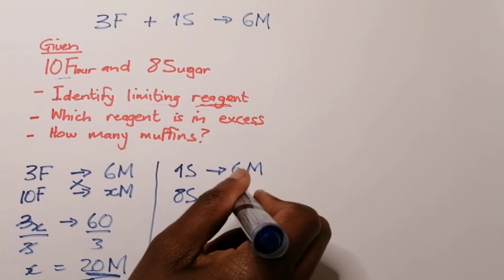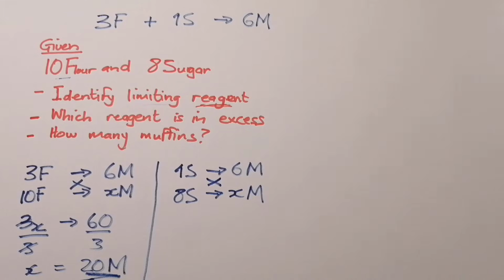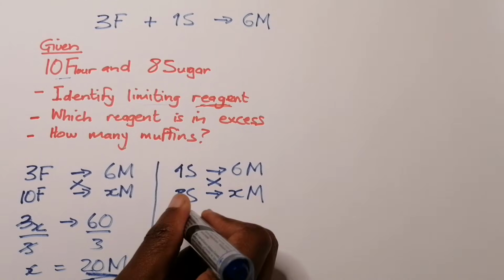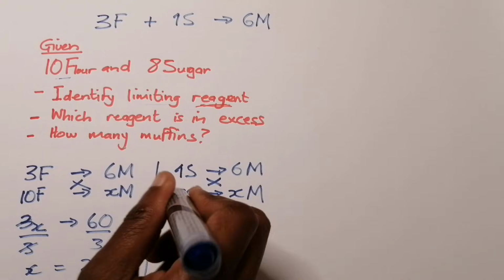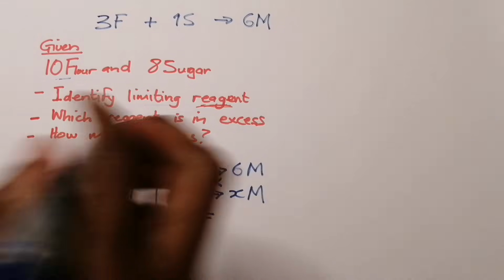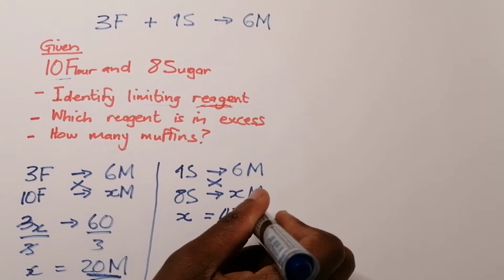Okay, so x muffins. Right, once again, what did we say? We just simply cross multiply. So I'm going to say x times 1, that will give me x. And then 8 multiplied by 6, okay? So I get 48. So it means that I'll get 48 muffins.